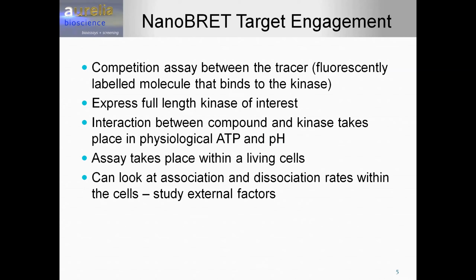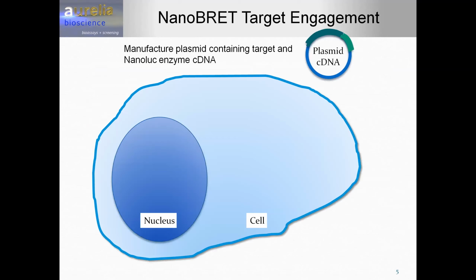So basically you're expressing the full length kinase in the cells. That is then interacting at what you might consider physiological ATP and physiological pH, because the cell is living while the assay is occurring. And we have developed a way so that you can look at both association and dissociation rates of the compound within the cells whilst the cells are active. And obviously, by doing that, you can then look at how that activity is affected by external factors. Okay, so how does the assay work?